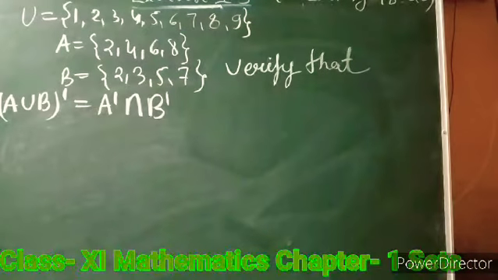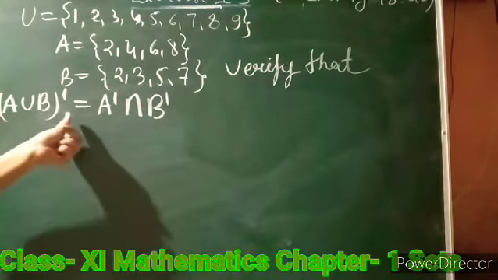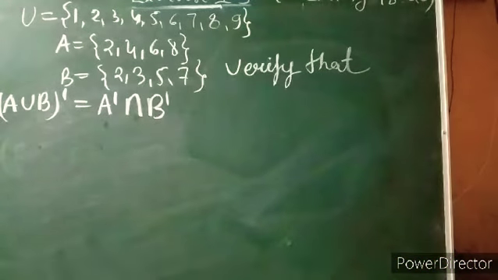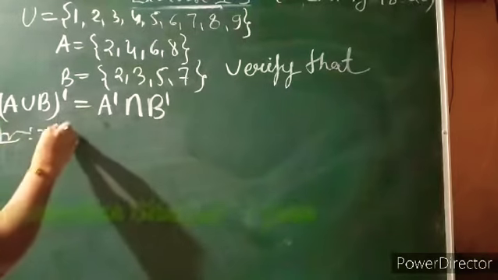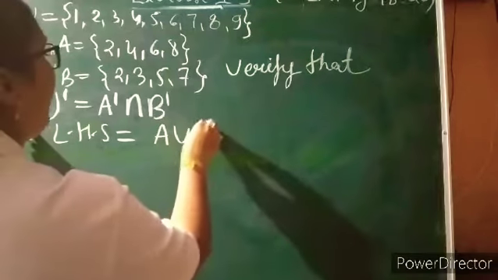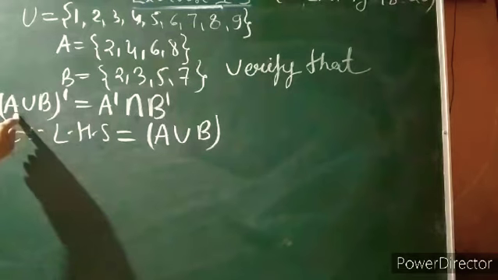For this question, U is equal to 1 to 9, A is equal to 2, 4, 6, 8 and B is equal to 3, 5, 7, and we verify that the complement of A union B is equal to the complement of A intersection complement of B, both are equal. That means we prove LHS is equal to RHS. First we take LHS. In LHS, first we find A union B. After that, we will find the complement of set A union B.